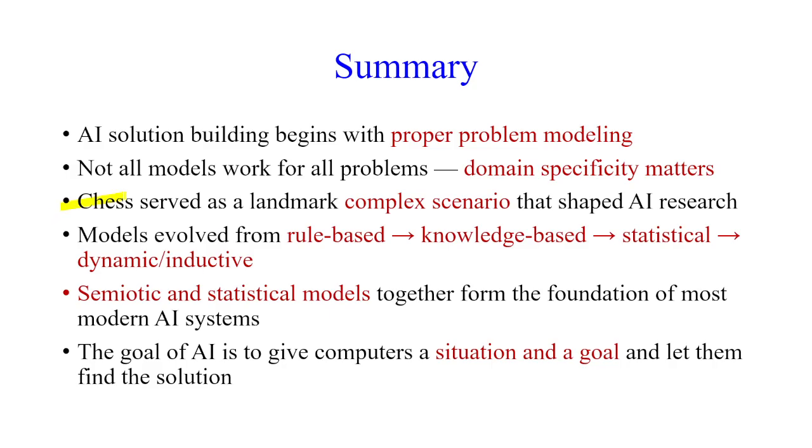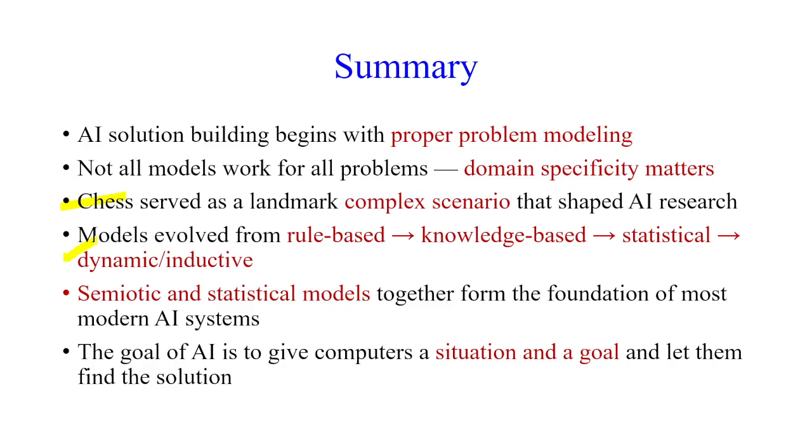Next is chess. Chess served as a landmark complex scenario that shaped AI research. It gave us the concepts of search, knowledge representation, and model building. Point number four: models evolved from rule based, knowledge based, statistical, to dynamic and inductive. This evolution reflects the growing complexity of the problems that AI is expected to solve.